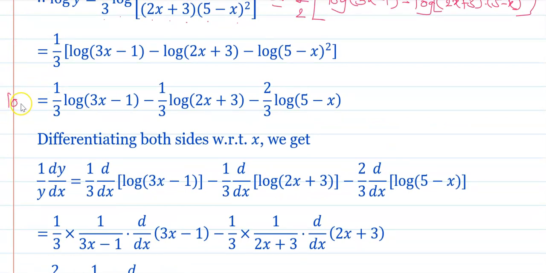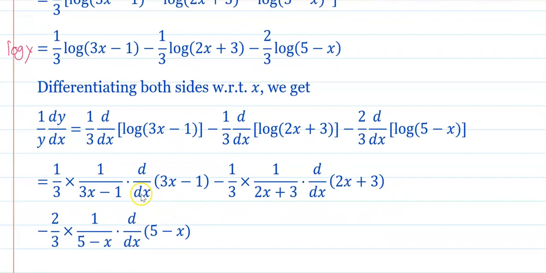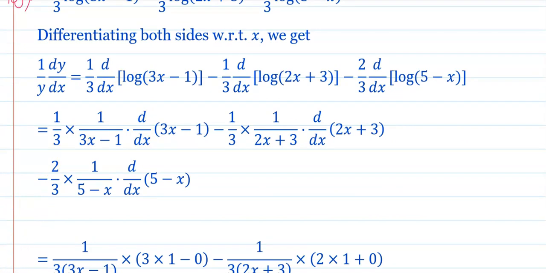The left side is log of y. Derivative of log of y is 1 upon y into dy by dx. d/dx of 1 by 3 d/dx of log of 3x minus 1, minus 1 by 3 d/dx of log of 2x plus 3, minus 2 by 3 d/dx of log of 5 minus x. Okay, now the derivative of log of 3x minus 1 is 1 upon 3x minus 1 into d/dx of 3x minus 1, minus 1 by 3 d/dx of log of 2x plus 3 is 1 upon 2x plus 3 into d/dx of 2x plus 3, minus 2 by 3 d/dx of log of 5 minus x is 1 upon 5 minus x into d/dx of 5 minus x.